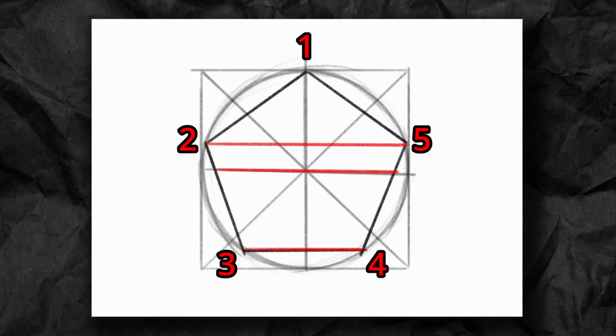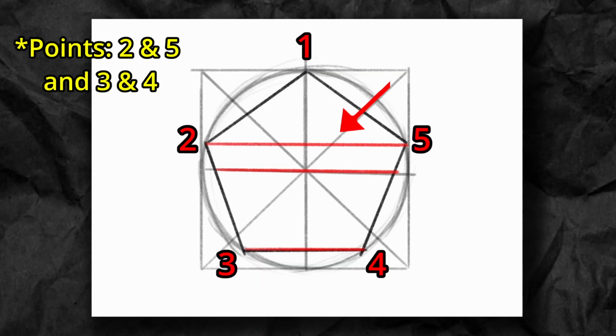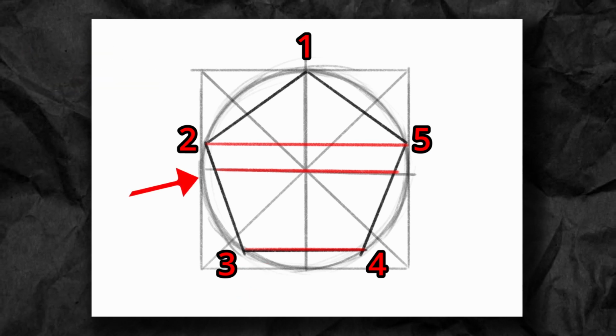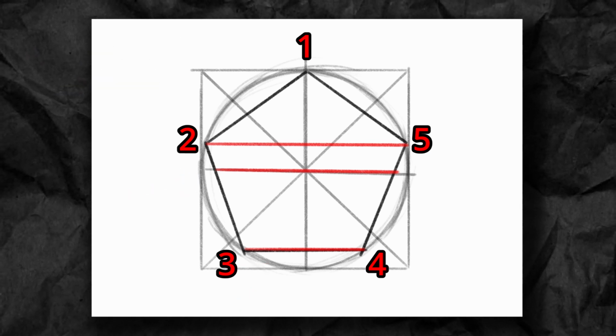Also, keep in mind that the lines connecting the points 2 and 4 and 3 and 5 respectively should be parallel to the diameter of your circle.